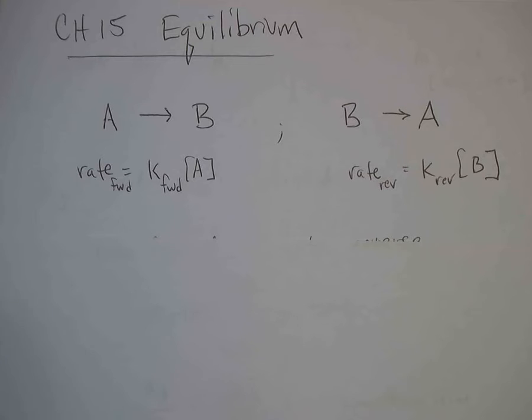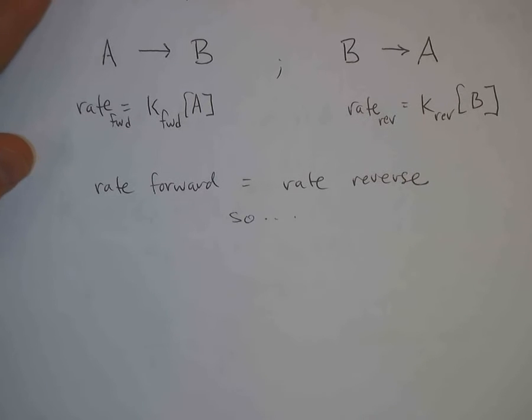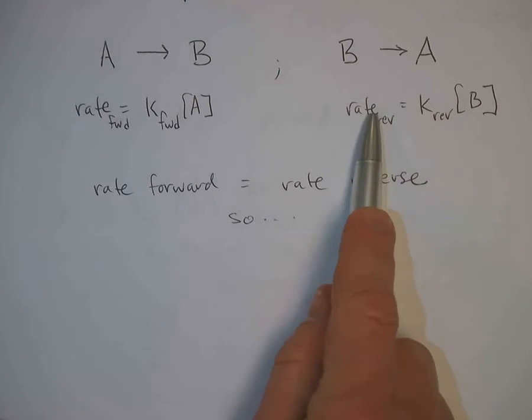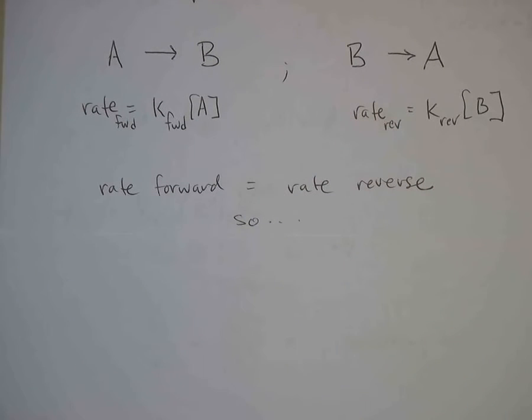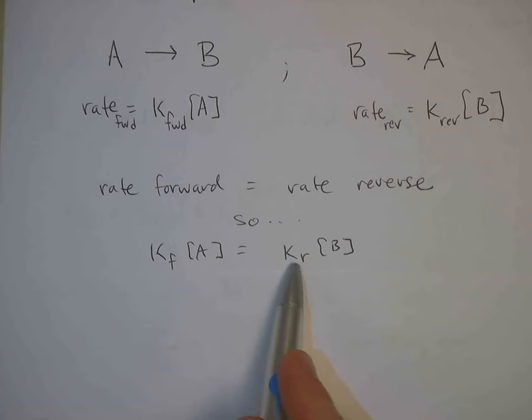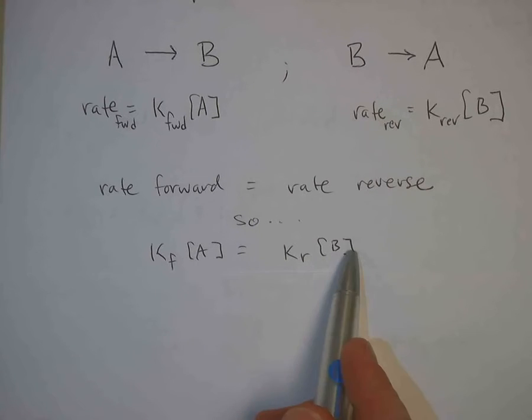Equilibrium is defined as when the forward rate and the reverse rate are equal to each other. So what we can do is say that rate is equal to rate, and K forward times A is equal to K reverse times B. These rate expressions are equal to each other.